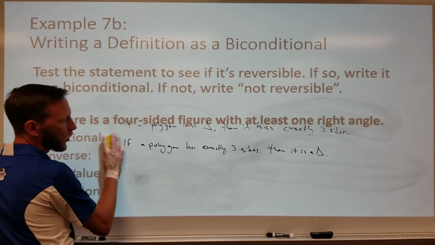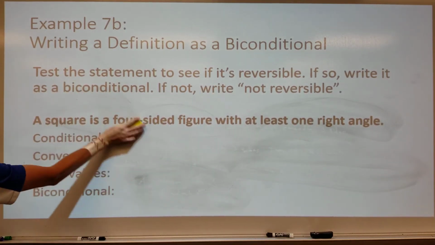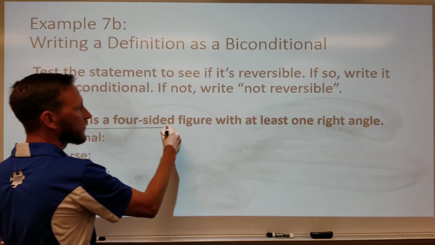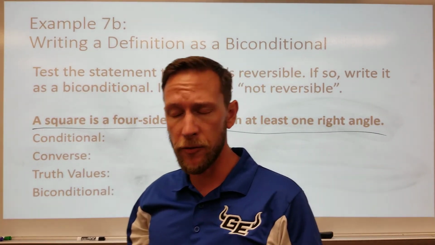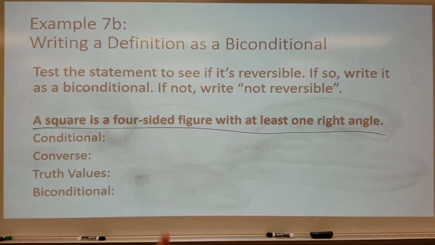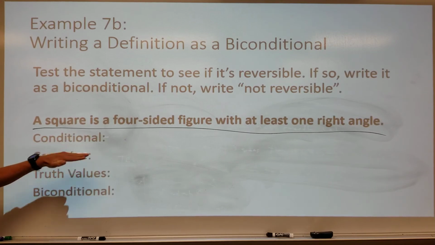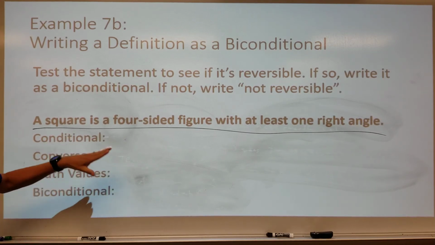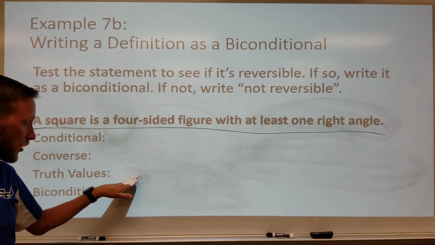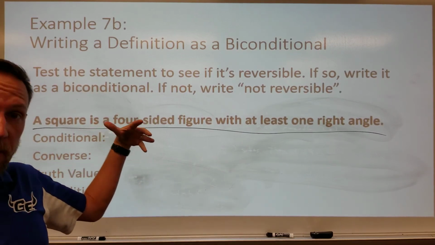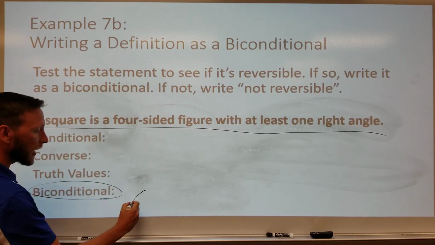Now here's a situation where we have a true statement that is not a good definition. All right? A square is a 4-sided figure with at least 1 right angle. This is a true statement. That is a very true statement. It's not a good definition. I want for you to try to write a conditional, a converse, and then to assess if your conditional or your converse is either true or false. If either the conditional or the converse is false, you cannot write the biconditional.